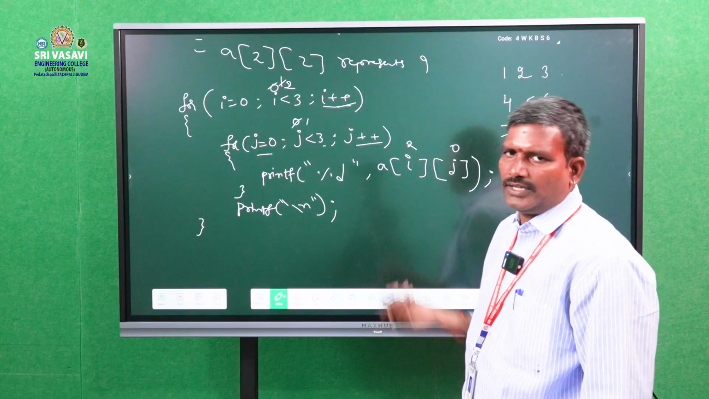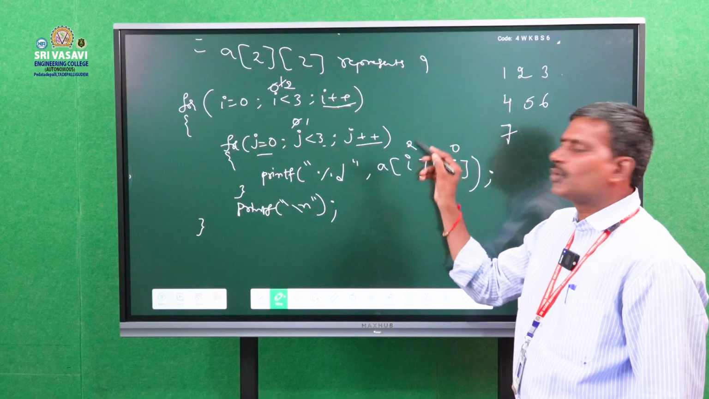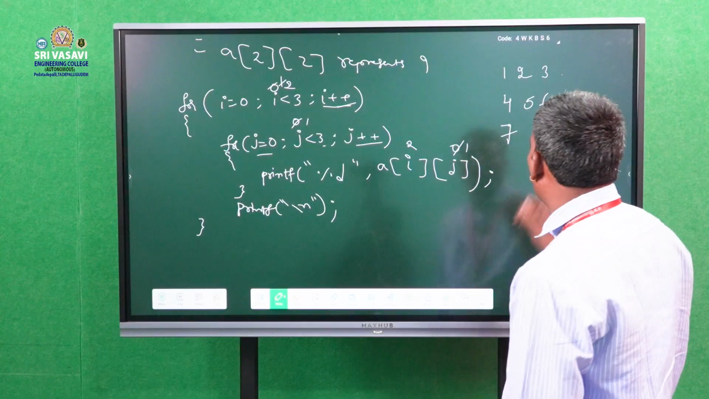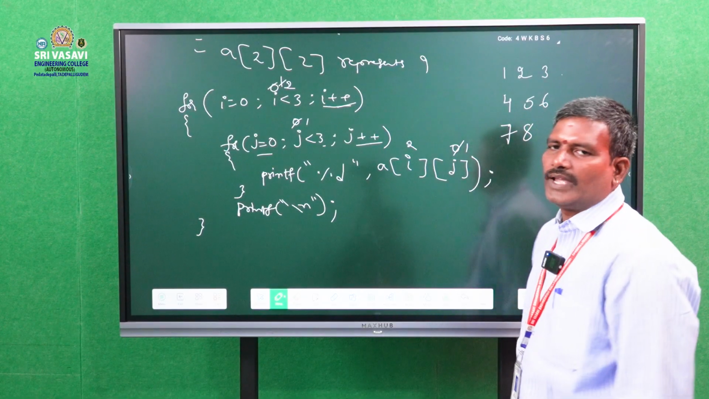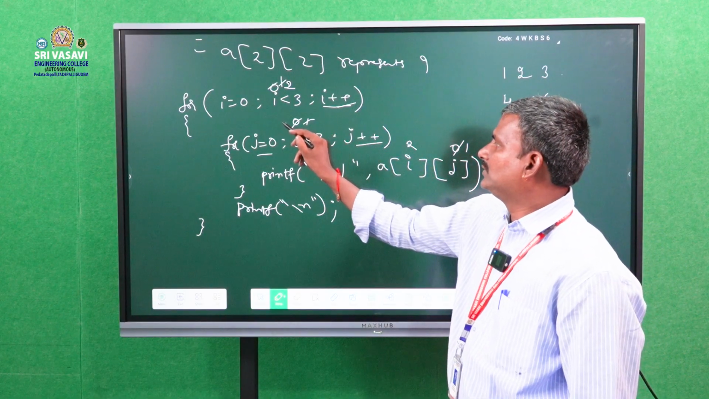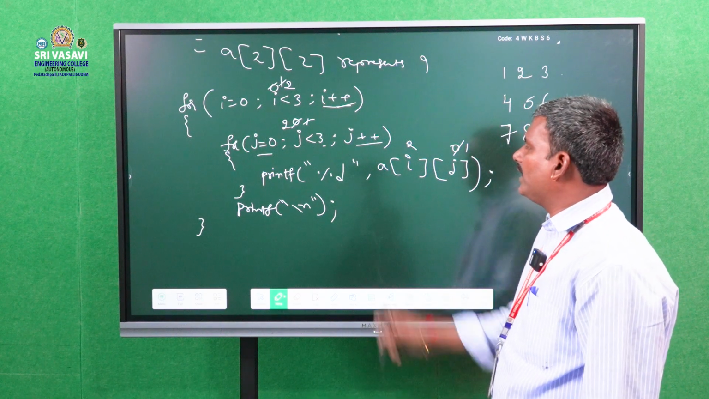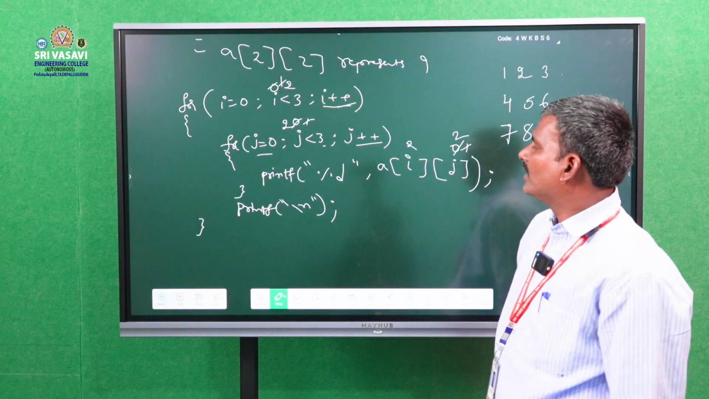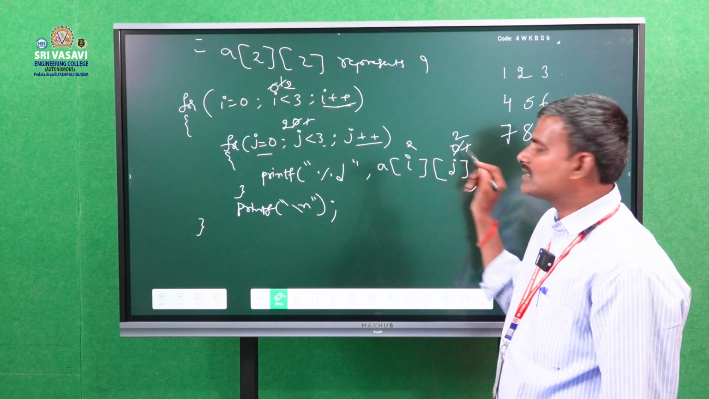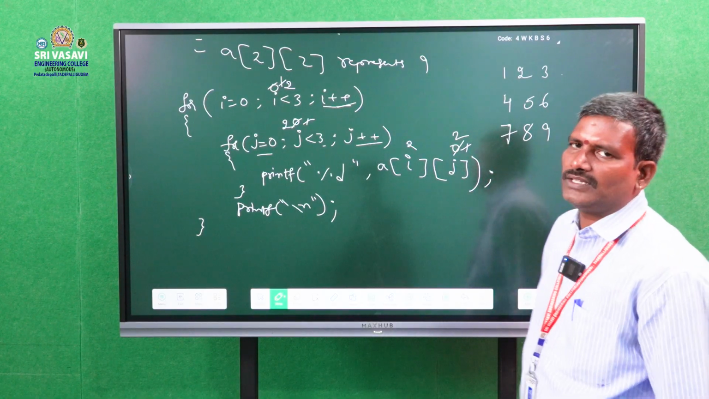Okay, 1 is less than 3, again condition is true, again the printf statement is like this: printf("%d", a[2][1]), second row, column 1. Okay, means 8 is displayed on the output screen. And then J++ is executed, so J becomes 2, 2 is less than 3, condition true. Again the printf statement is executed like this: printf("%d", a[2][2]), means second row second column, means the value number 9 is displayed on the output screen.